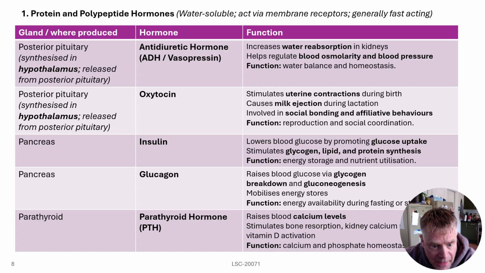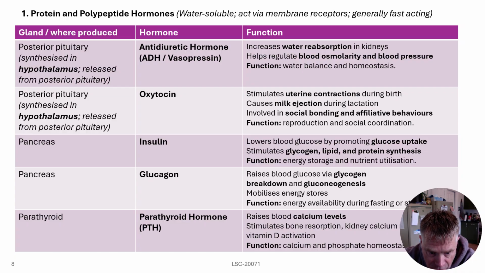Now moving to the pancreas, and we have these hormones which are involved in sugar and energy storage and nutrient utilization. And so there's insulin, and this lowers blood glucose by promoting glucose uptake. It stimulates glycogen, lipid, and protein synthesis. So it lowers the amount of sugar in the blood by locking it up into these other bigger molecules.